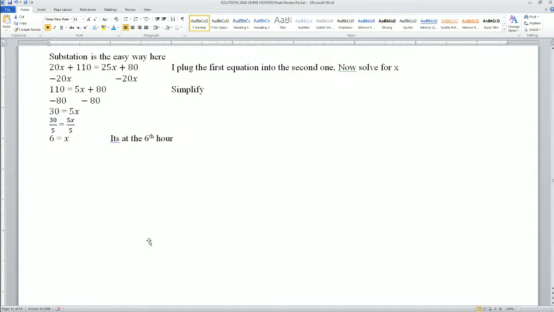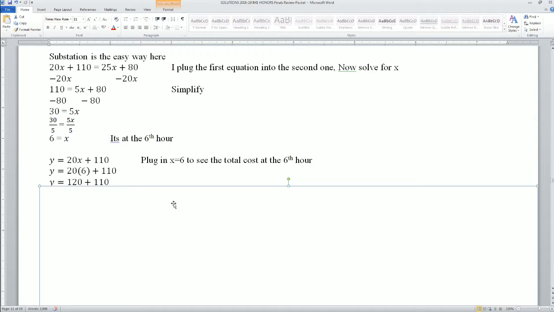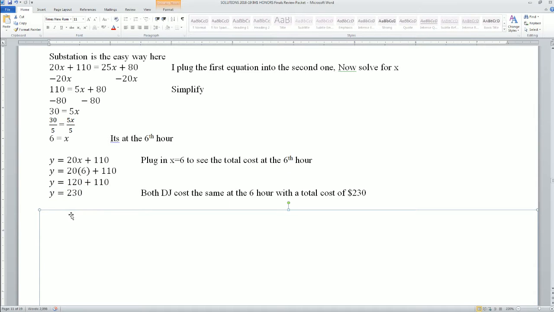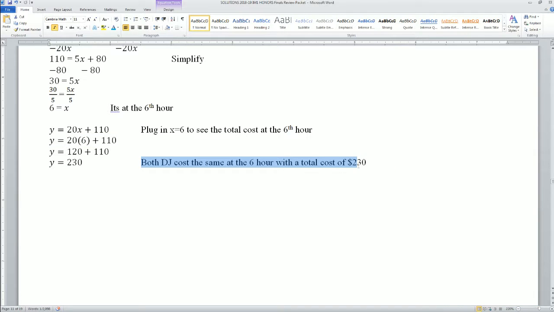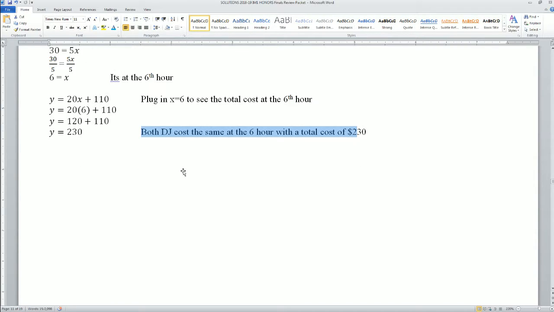But I would like to see the price at the 6th hour. So I plug in x equals 6 to see the total cost at the 6th hour, because remember, y is the total cost. So y equals $230 at the 6th hour. Both DJs cost the same at the 6th hour with a total cost of $230. So if you are using the DJ for 6 hours, whichever one you pick, you will pay the same amount.